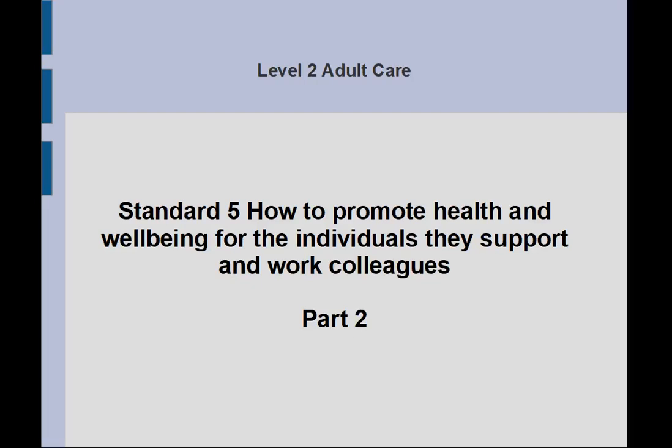Okay, so today we're doing part 2 of Standard 5, How to Promote Health and Well-Being for the individuals you support and your work colleagues. It's part of the Level 2 Adult Care Apprenticeship.